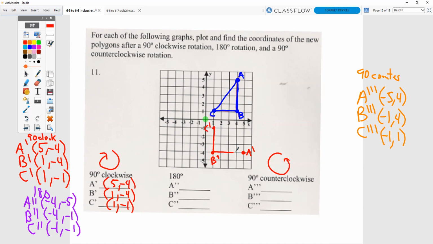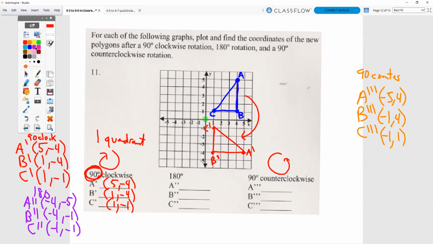Connect the dots, and we get that shape. Notice that it turned 1 quadrant. Anytime it moves 1 quadrant, it has to be 90 degrees. And then you just have to look. Notice that it went around this way. So it's going around like the hands of a clock. So that is going to be clockwise.